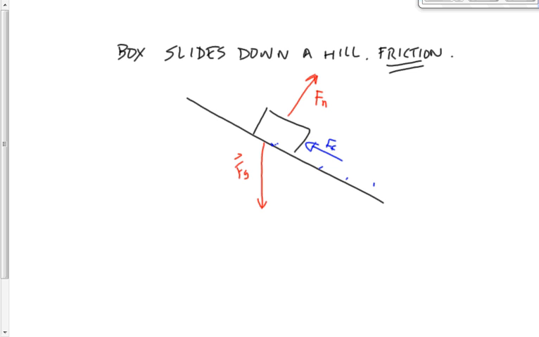Of course it does. Which way is this box going to go in the absence of friction? If I just let this box go on the hill, where's it going to go? Down the hill, right? Well, then, if friction opposes that motion, then friction must act up the hill. What kind of friction is it? Static or kinetic friction? Well, we don't know. We're not told that. Any other forces?